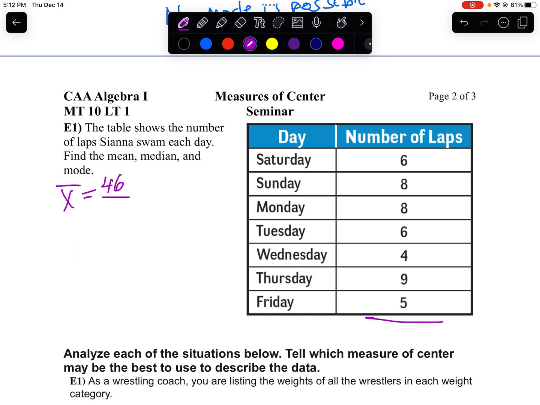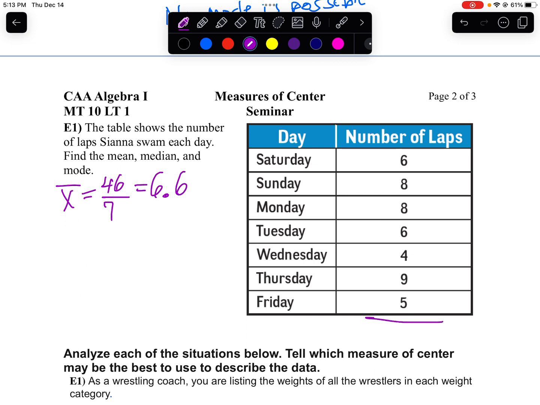And then I'm going to divide by how many I have. Well, if we count here, we have 1, 2, 3, 4, 5, 6, 7. So I'll take 46 and I'll divide that by 7. Let's use a calculator here, I'll get 6.6. So that is my mean.